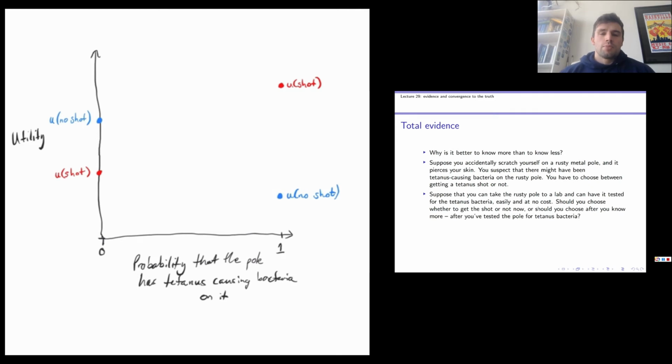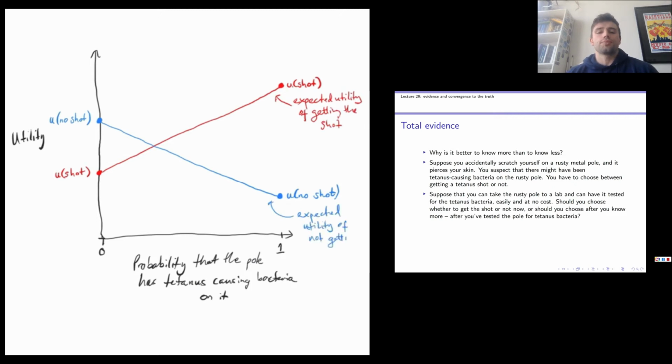So here's our expected utility of getting the shot in red as a function of the probability that there is tetanus-causing bacteria on the pole. And here's our expected utility of not getting the shot in blue as a function of the probability that there is tetanus-causing bacteria on the pole. Now, we're interested in choosing whether to get the shot or not without the information we can get if we test the pole, or with the information we can get if we test the pole.